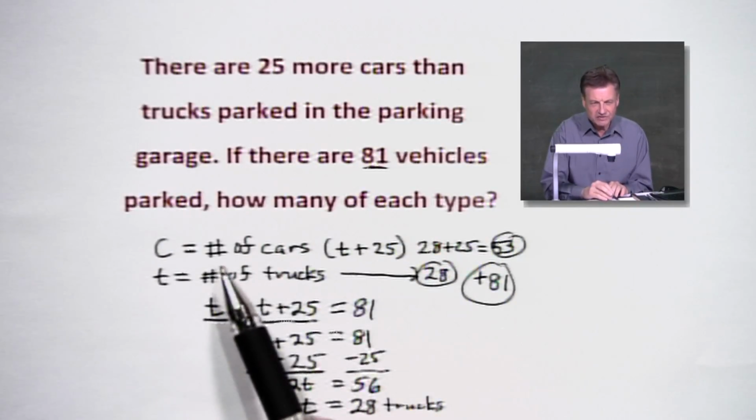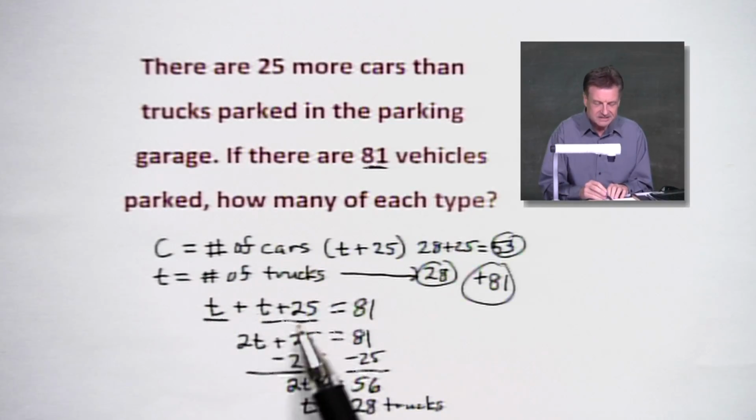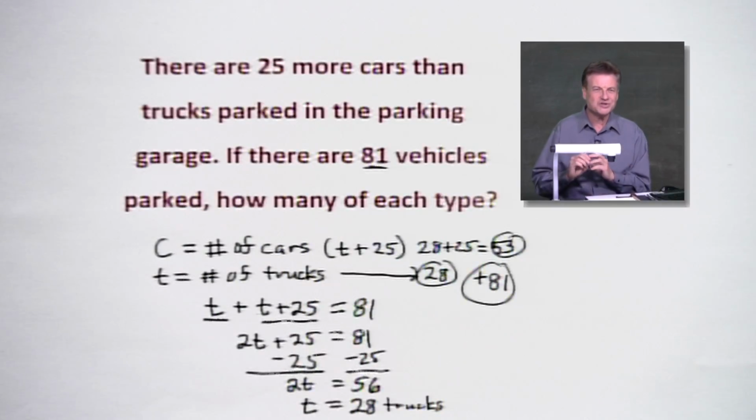And as I said, we could use two variables. We could use C plus T equals 81. We need another clue, but we can work it just as easily using one variable. And that's what I chose to do today.